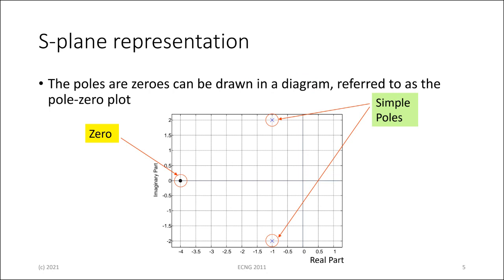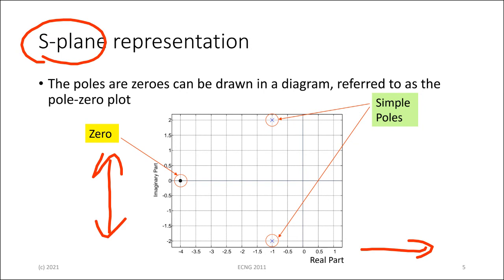We are in this place called the S-plane. Like a higher metaphysical plane. We're in the S-plane now. And we draw where these roots are in this pole-zero plot. The x-axis is the real part, the y-axis is the imaginary part. We represent poles by an x with a circle. We represent zeros by a dot with a circle.